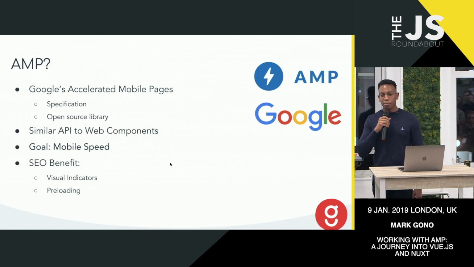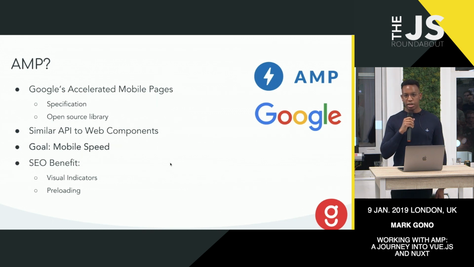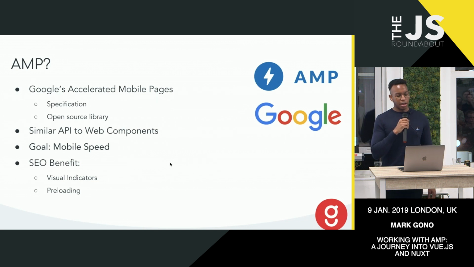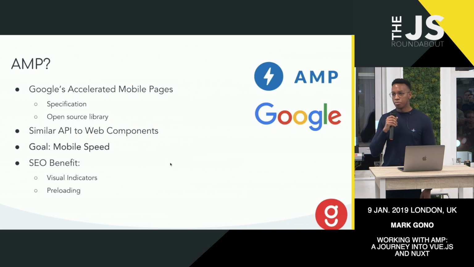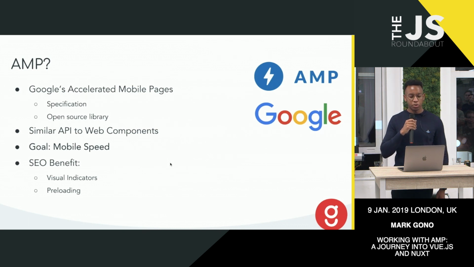The goal of AMP is primarily mobile speed. Google's trying to promote quick mobile pages. And the benefit of actually implementing this technology instead of just making quicker mobile pages is that there is some preferential treatment, if you will, by Google.